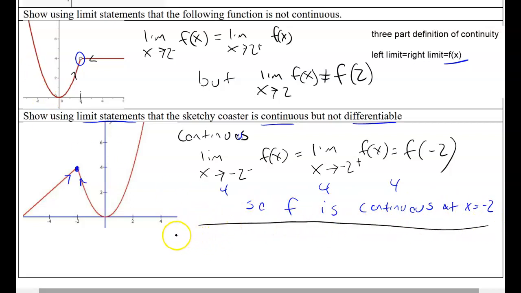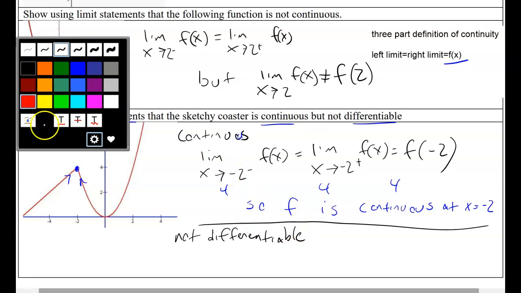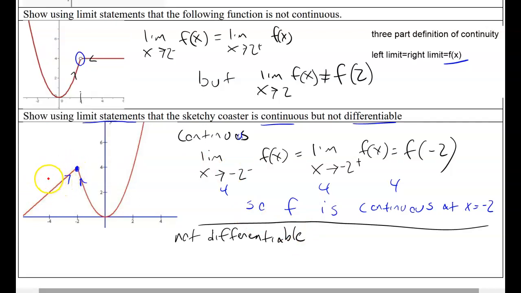And then I'm asked to show that the function is not differentiable. So again, I'm going to use a limit statement, but here I'm going to talk about f prime of x. Remember what we said: my slope from the left was positive, my slope from the right was negative. So the way I show that the function is not differentiable is I say the limit as x approaches -2 from the left, this time of f prime of x, is not equal to the limit as x approaches -2 from the right of f prime of x. So this shows that the function is not differentiable. My slopes are different on both sides. It doesn't make sense to talk about the slope of the curve at that point.